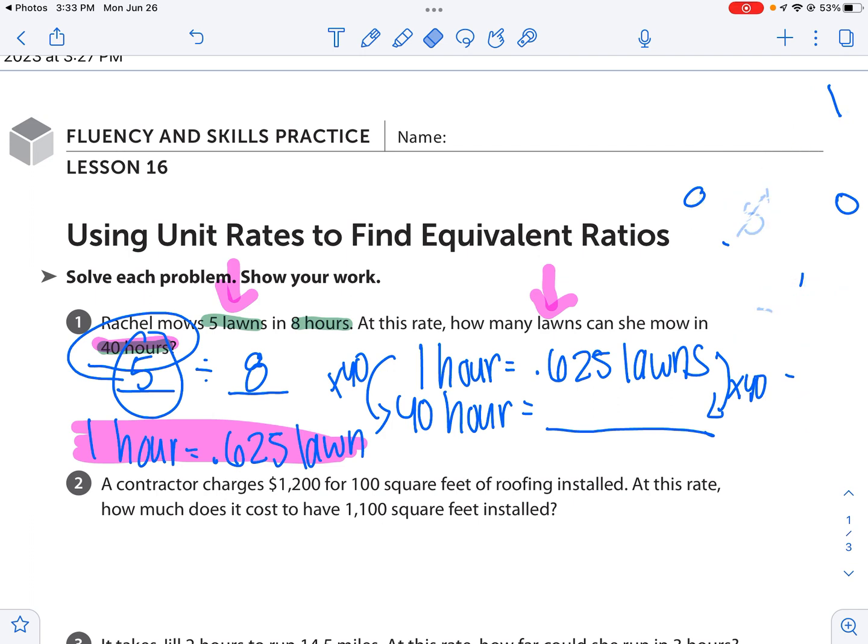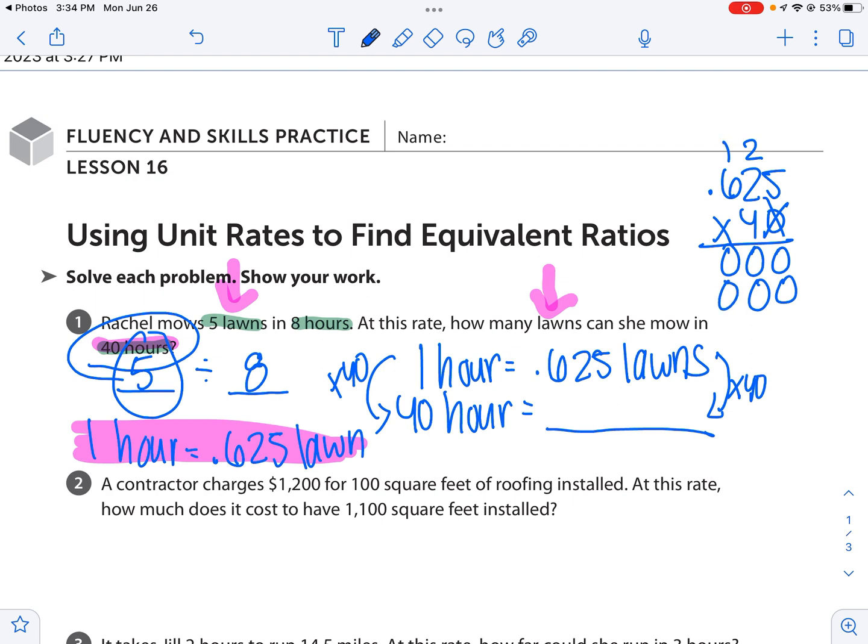Okay, seems like you might need an extra piece of paper to do this problem, so if you do, make sure you use that. Okay, so now to find the final answer, I'm going to do 0.625 times 40. Okay, so 0 times 5 is 0, 0 times 2 is 0, 0 times 6 is 0, put a 0 placeholder. 4 times 5 is 20, 8, 9, 10, 24, 25, add those together.